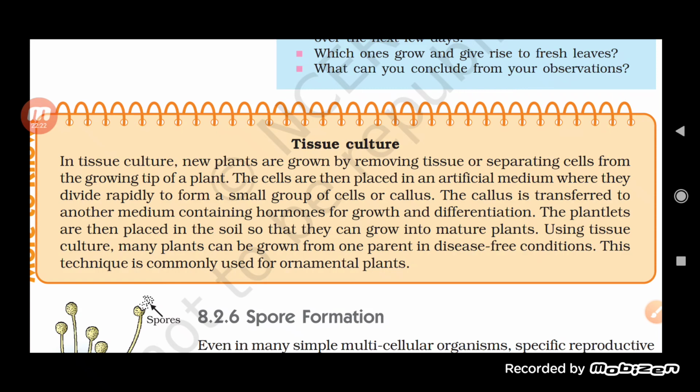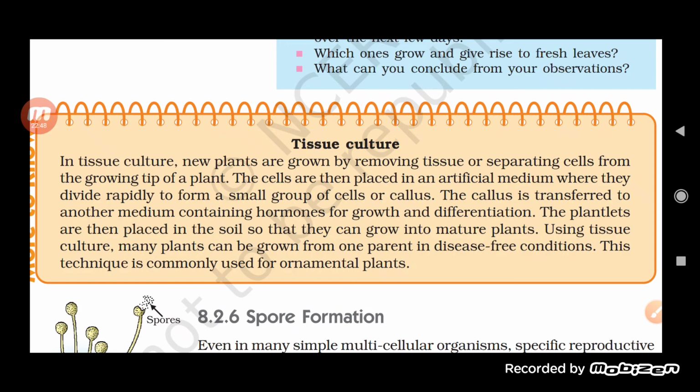So here what we will do, we will take new plants by removing the tissue, by separating the cells from the growing tip, and the cells are then placed in an artificial medium. Yes, we are providing the medium artificially. In the artificial medium they start dividing rapidly to form a small group of cells, and this small group of cells is called callus.